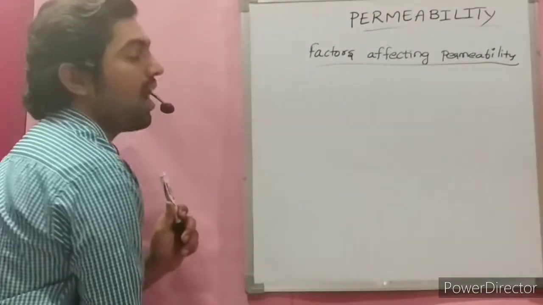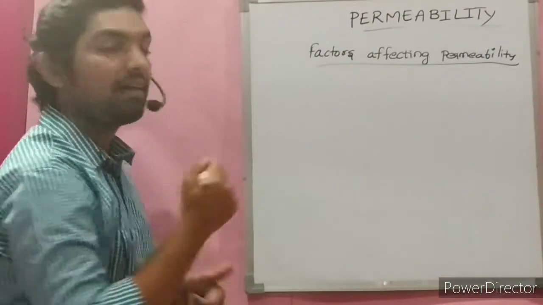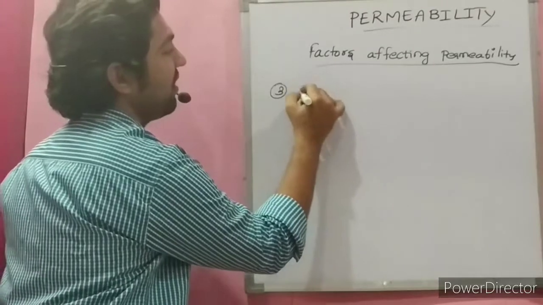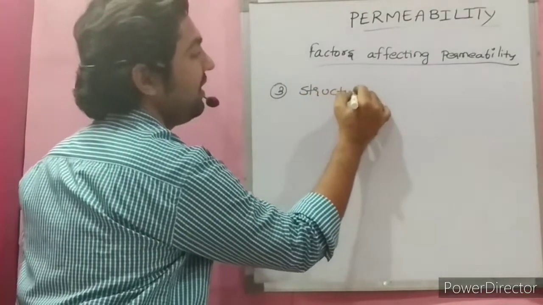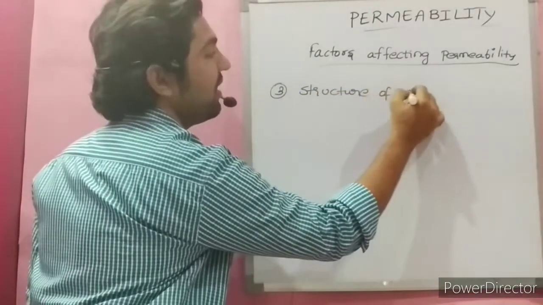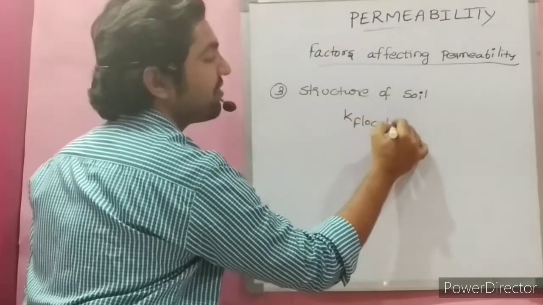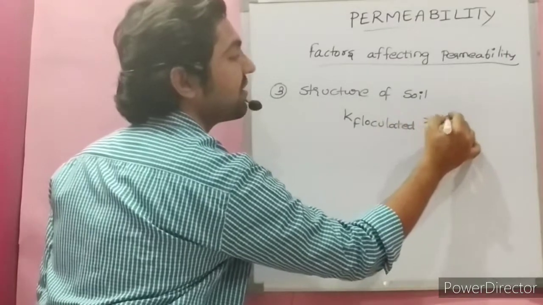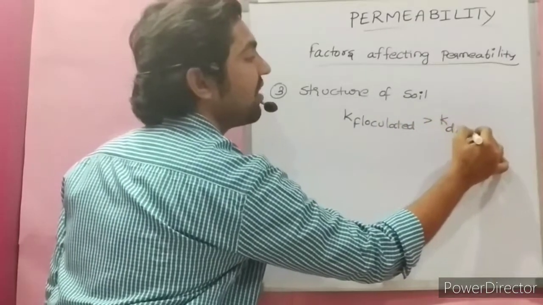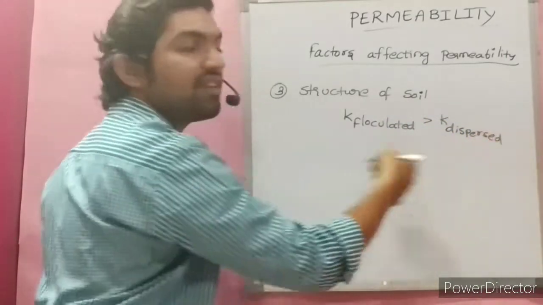Next, on what factors does the permeability depend? Structure of the soil. Depending on the structure of the soil. Okay. For a flocculated structure, permeability is more compared to a dispersed structure. Already we have seen this. What is a flocculated structure? What is a dispersed structure?